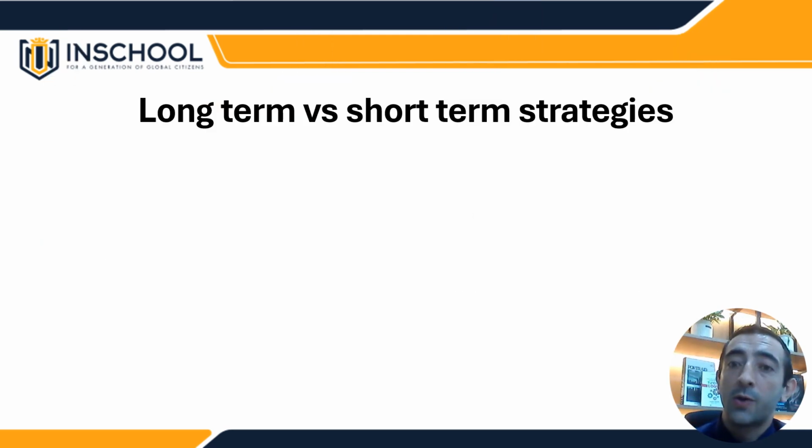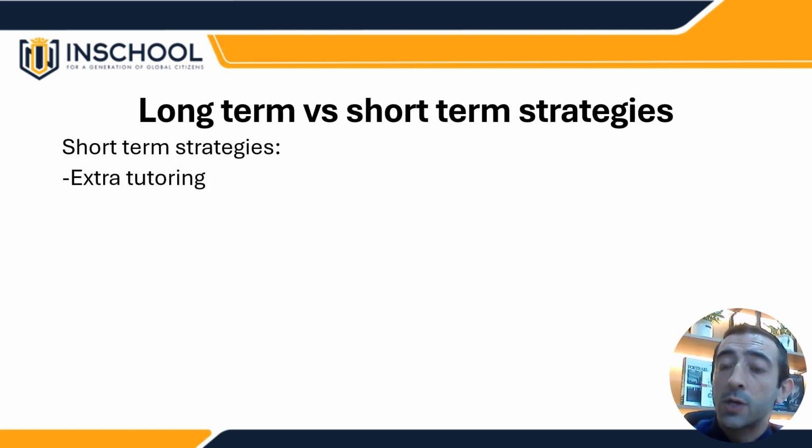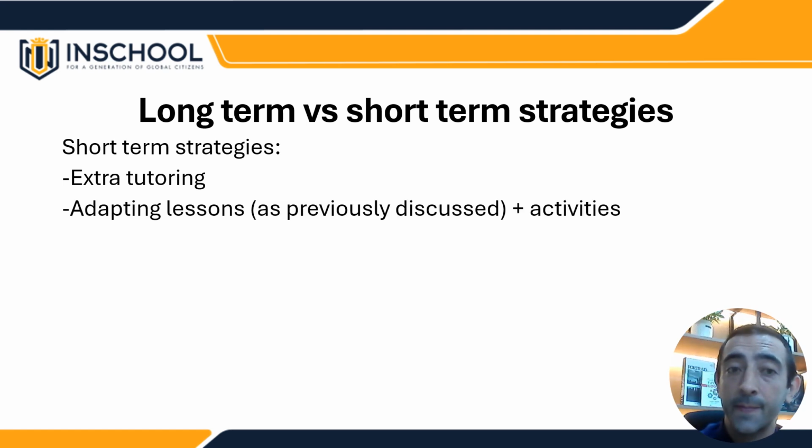So with weak students, there are long-term strategies and also short-term strategies. Let's look at some short-term strategies. Short-term strategies might be extra tutoring or extra homework or extra support during the specific class activities. It could be adapting lessons. As previously discussed, it could be that we are adapting our lessons to make them more motivating, more interesting. Maybe we are adapting our lessons to provide more support, more scaffolding. Maybe we are adapting our lessons to make the productive task a little bit more simple. Maybe we are adding in more steps.